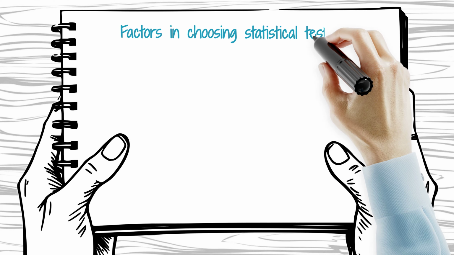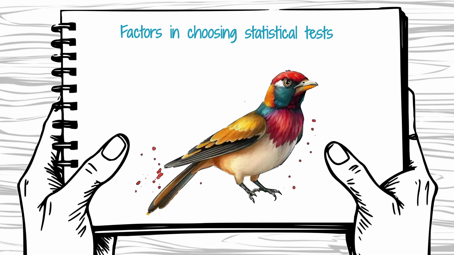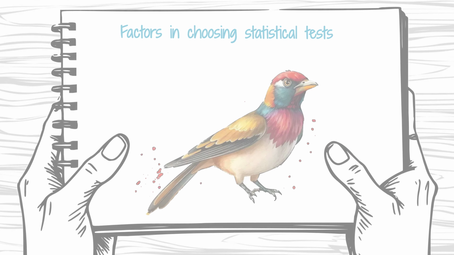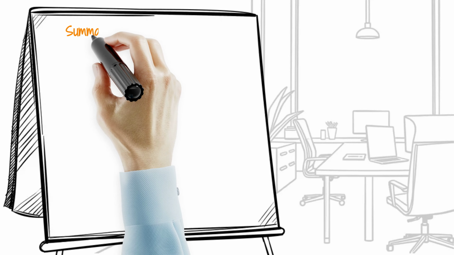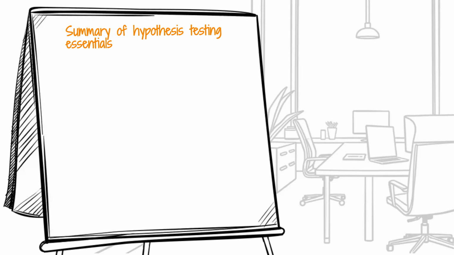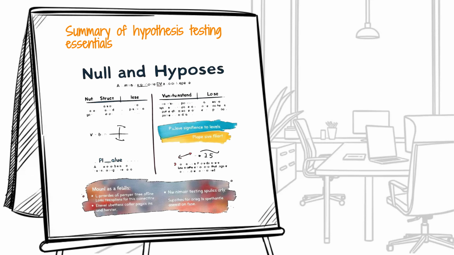Consider factors such as the number of groups, data distribution, and whether observations are independent. In summary, hypothesis testing is a crucial tool in statistics. Understanding null and alternative hypotheses, p-values, significance levels, and choosing the right test sets the foundation for sound data-driven decisions.